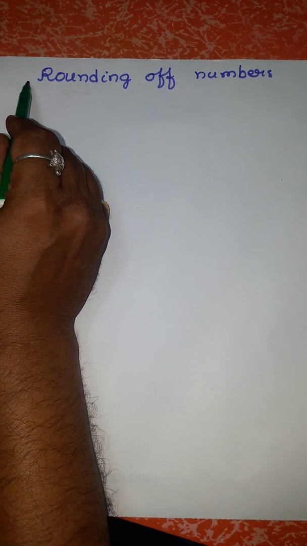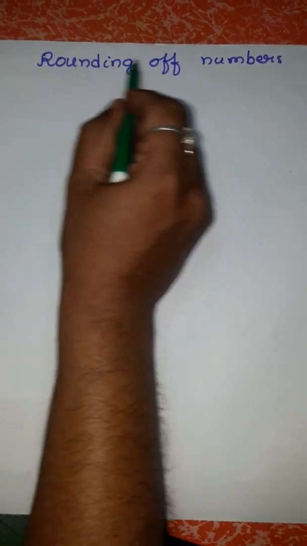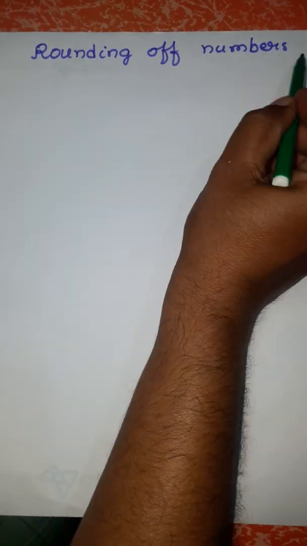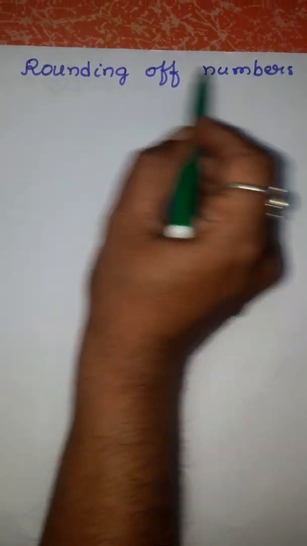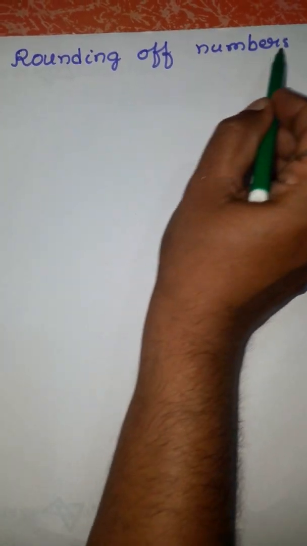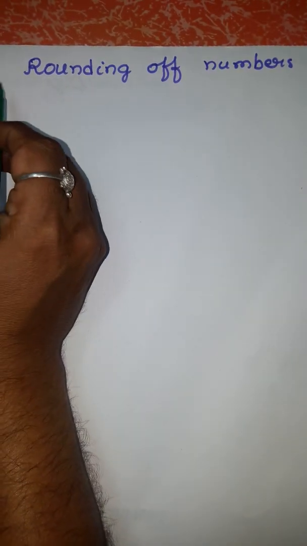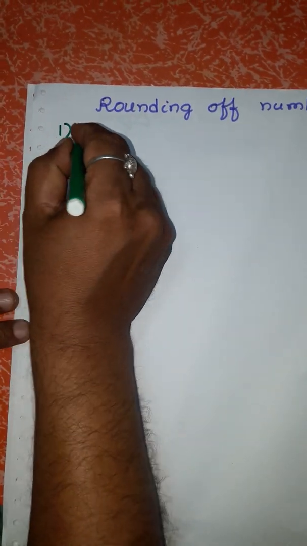Dear children, we shall learn rounding of numbers. In rounding of numbers, you learn the rough estimate or nearest value of a given number. I will explain the concept of rounding of numbers with some examples. Now let us begin with the first example.